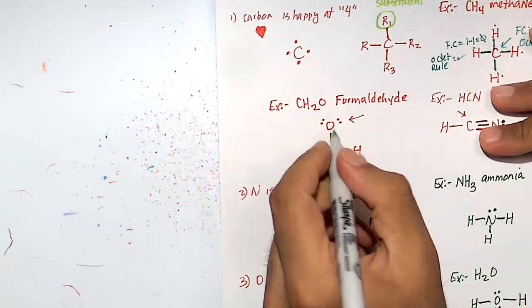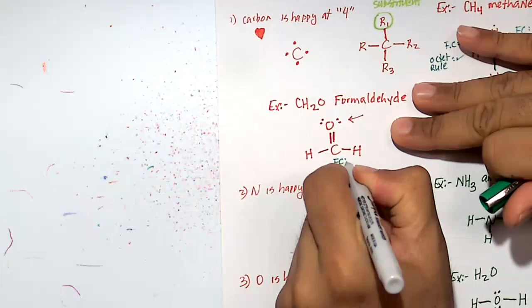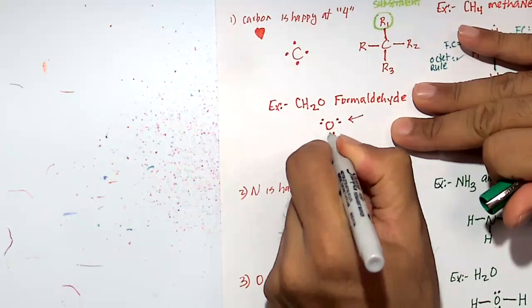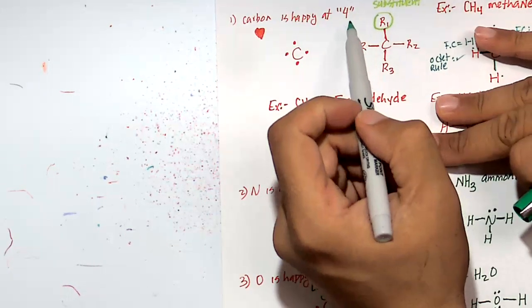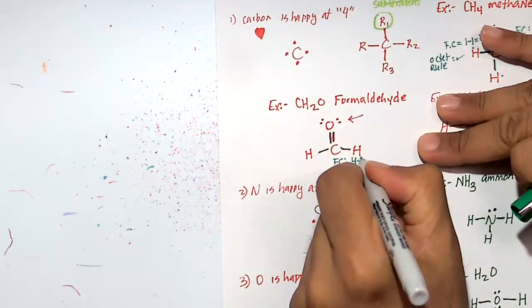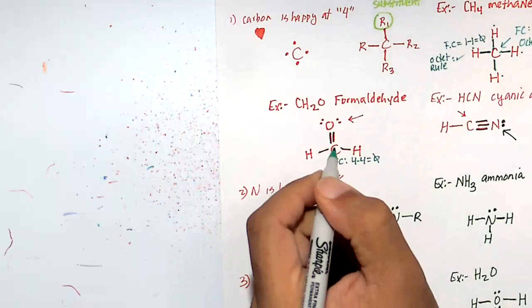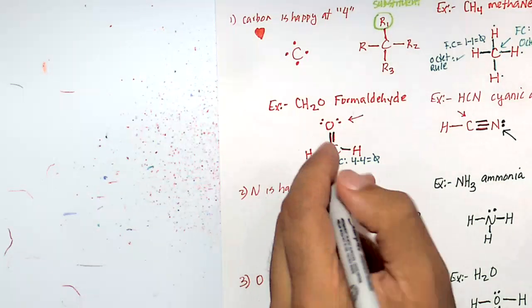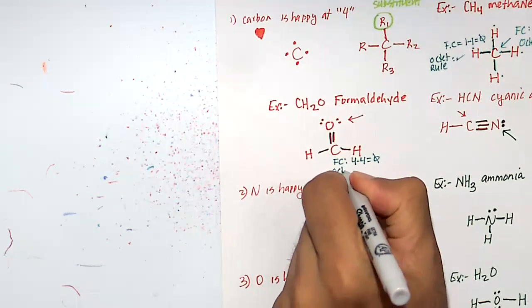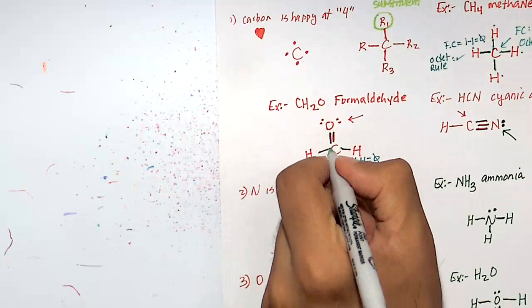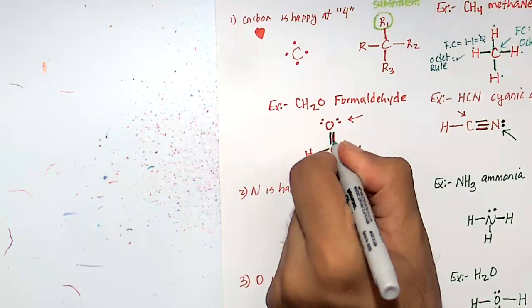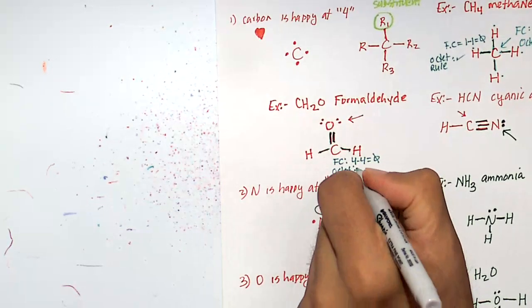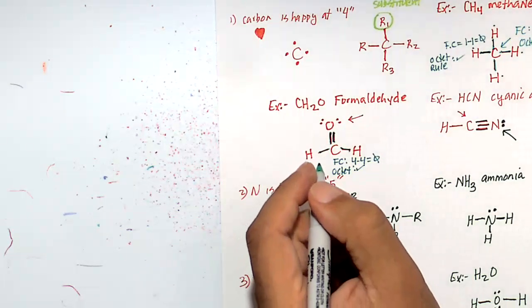Let's look at formaldehyde. Formal charge of the carbon. Ready? 1, 2, 3, 4. What is carbon happy at? 4. What's 4 minus 4? 0. Okay, the octet rule for this carbon. Ready? Count everything individually. 1, 2, 3, 4, 5, 6, 7, 8. So the octet rule is satisfied.